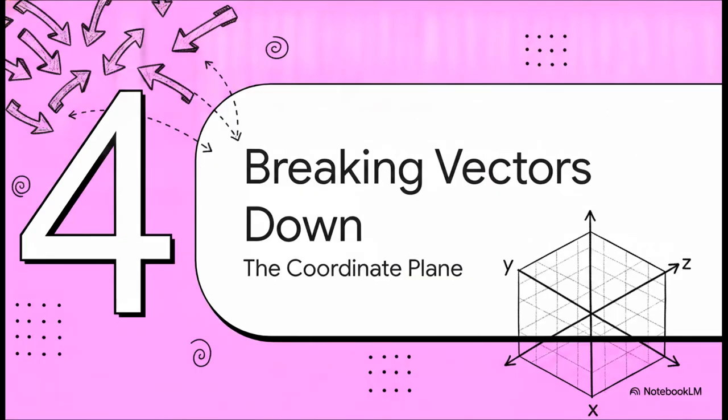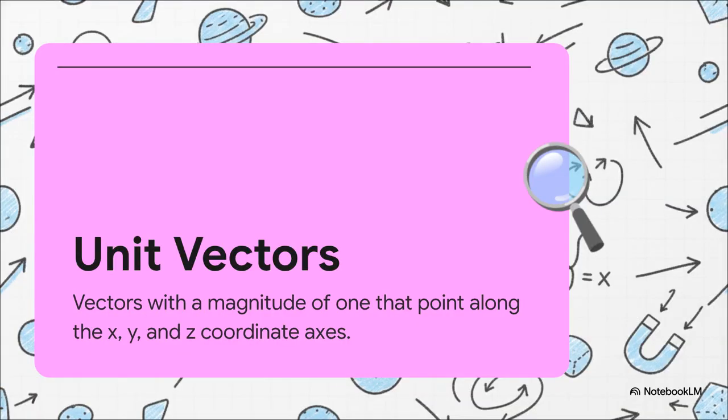Section 4. Breaking vectors down, the coordinate plane. Now, floating arrows are great for concepts, but to solve actual physics problems, we have to anchor them to an XYZ grid. To do this, we define something called unit vectors. You'll usually hear them called i hat, j hat, and k hat. These basically act as the pure directional DNA for our grid. They have a magnitude of exactly 1.